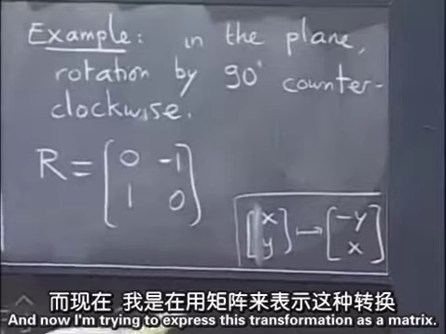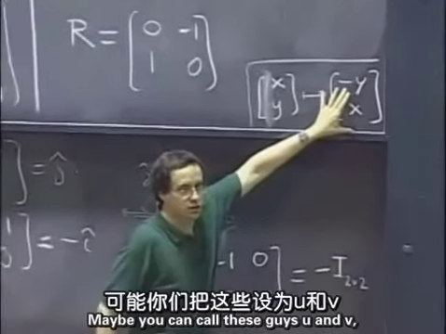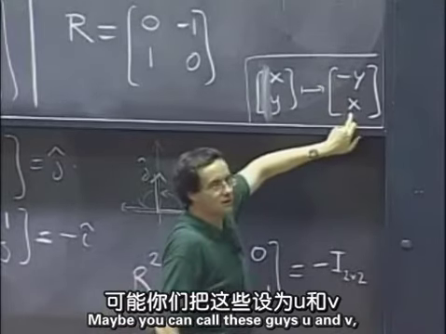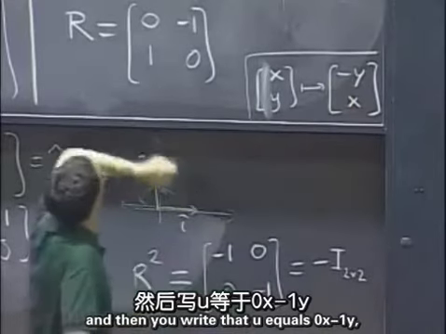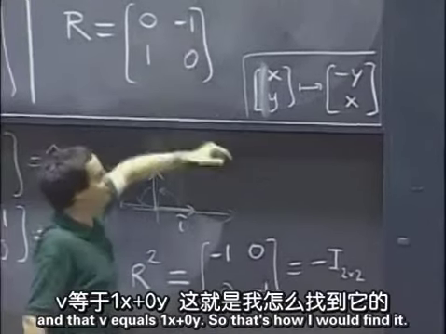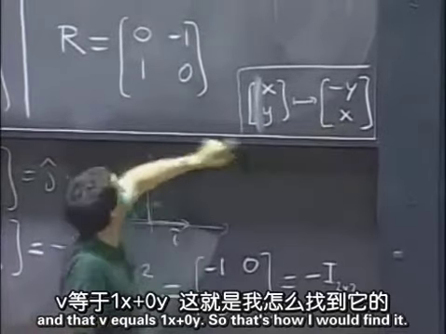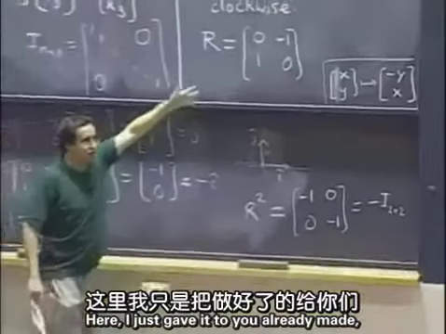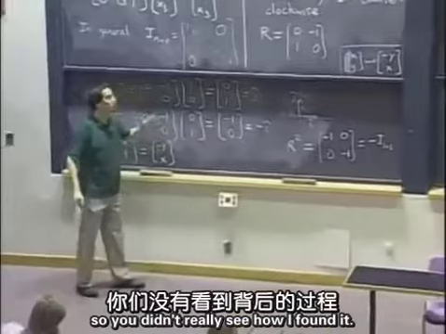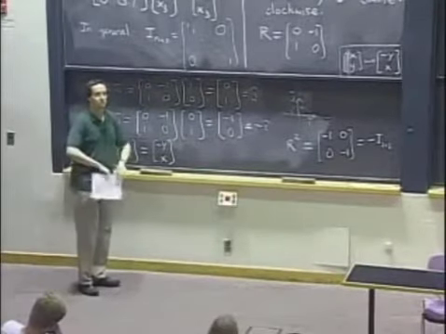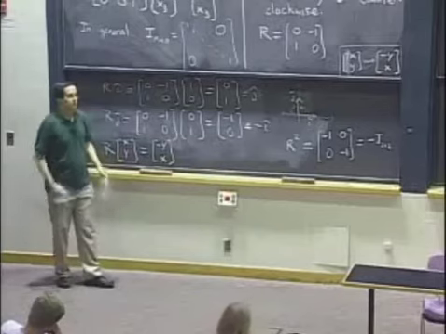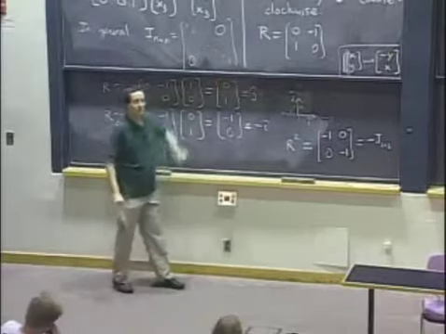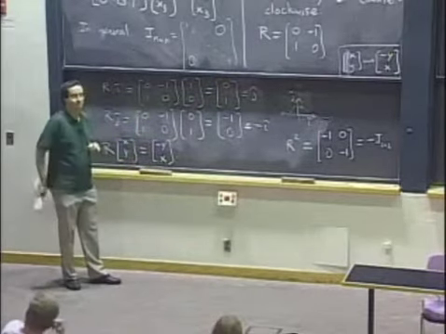And so now I'm trying to express this transformation as a matrix. If you work it out, maybe you want to call these guys u and v, then u equals 0x minus 1y, and v equals 1x plus 0y. So that's how I would find it. Here, actually, I just gave it to you ready-made, so you didn't really see how I found it. But you will see more about rotations on the problem set.